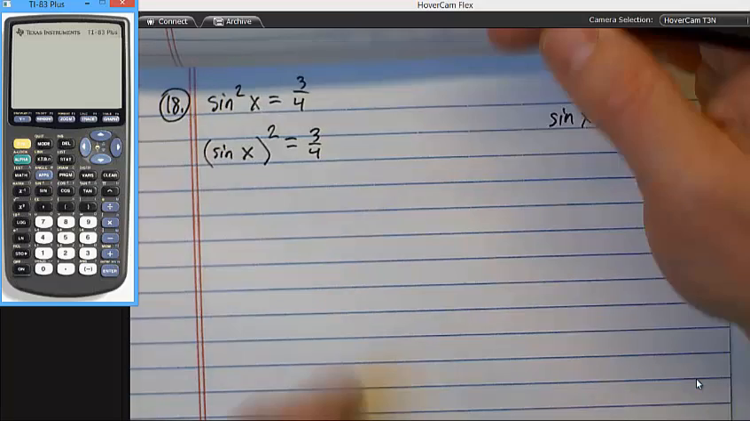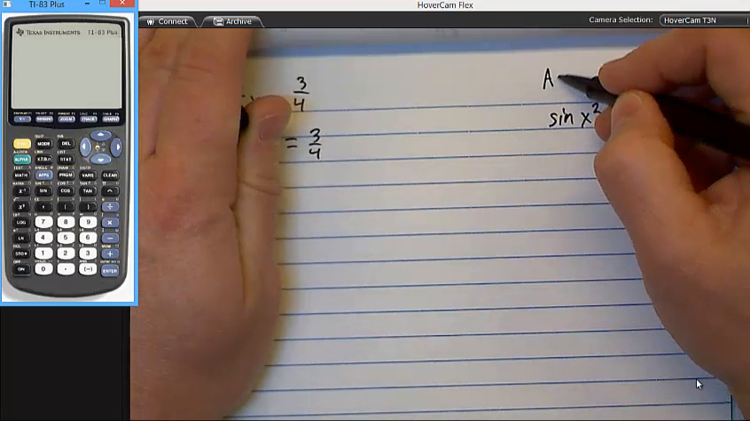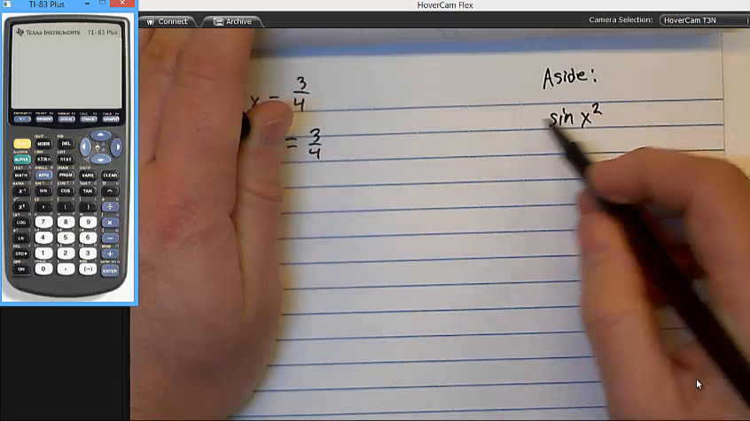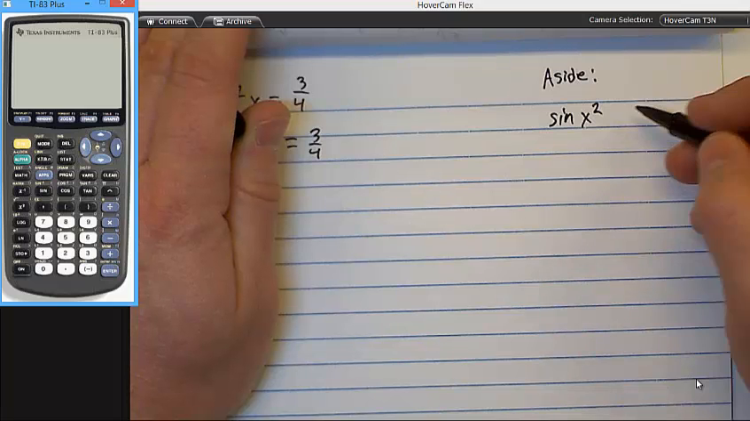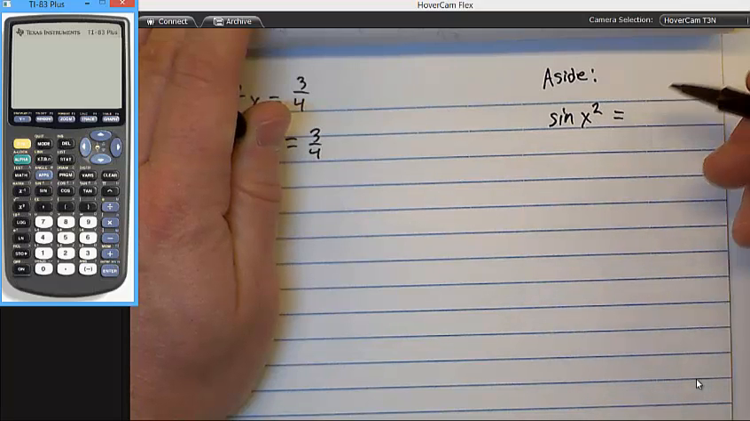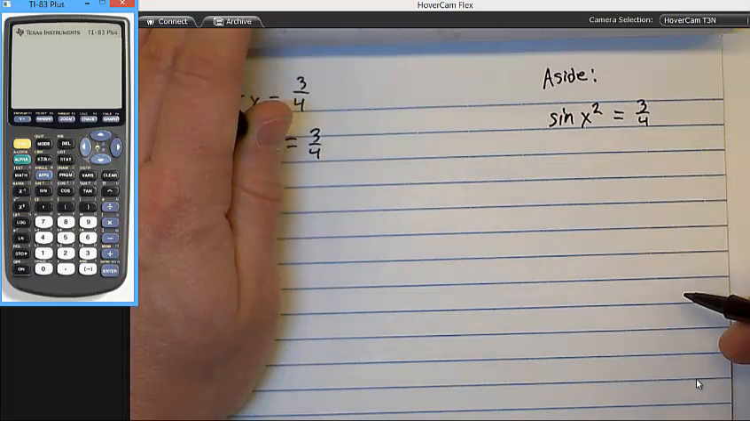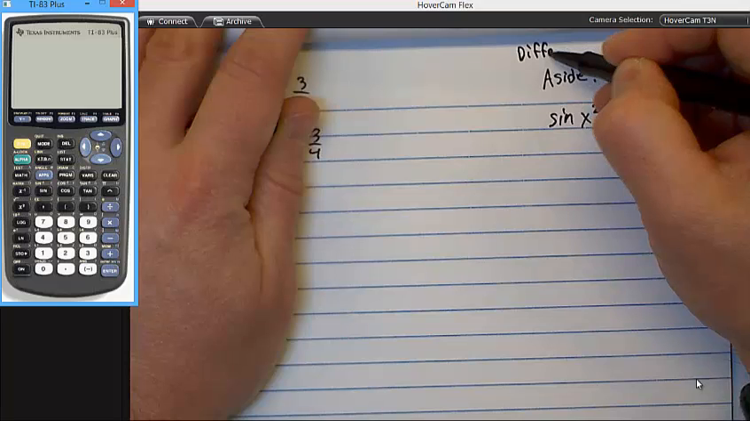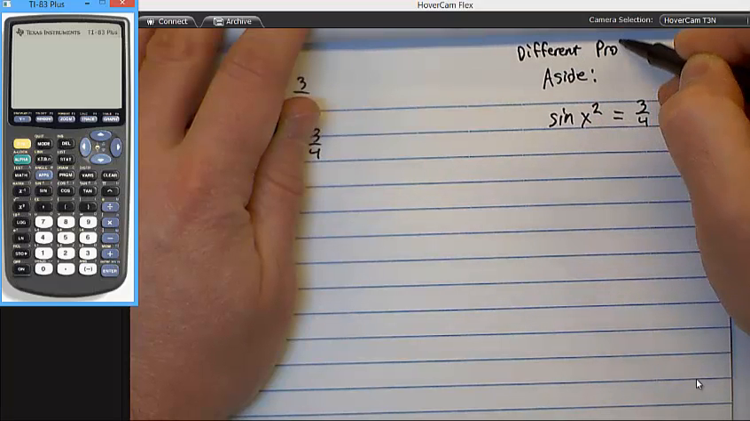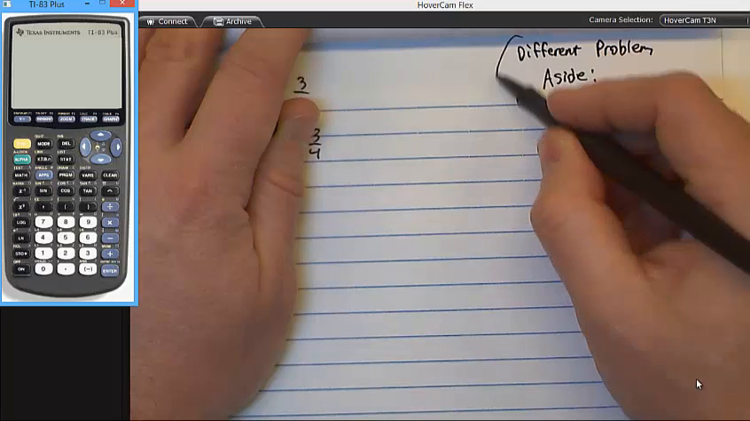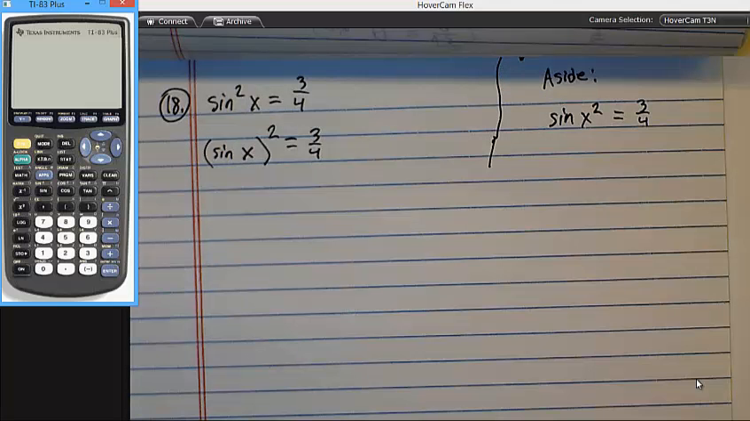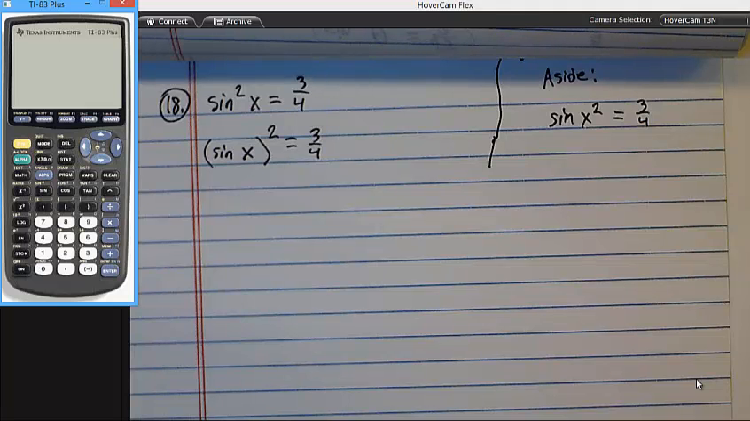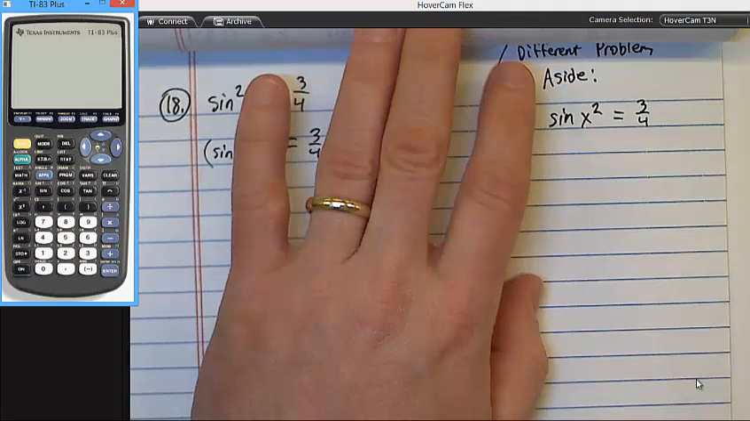Matter of fact, as an aside, I think I'm going to solve this equation separately in a minute. Maybe we'll do sine of x squared equals, well, I guess I'll write 3/4, even though that's not a good problem. This is a different problem. But I want to do it so you guys understand the difference. Okay, we'll do that on the side over here. Okay? Let me do the other problem first. I actually think it may help you.